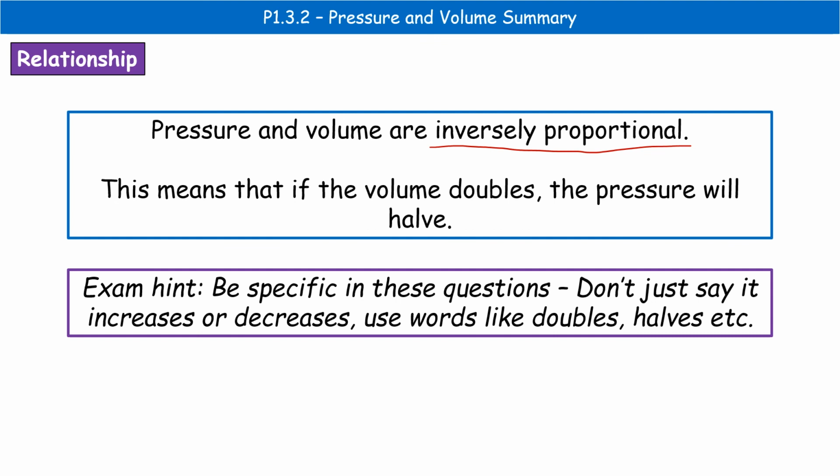If you literally say it decreases, you're not going to get the mark, because where in the question they used an actual word like doubles, halves, quadruples, whatever it may be, you need to use a term that also gives a quantity. So if they tell you that the volume has doubled, then you would need to say the pressure would halve. Whereas if the volume had halved, the pressure would double. It's the opposite.